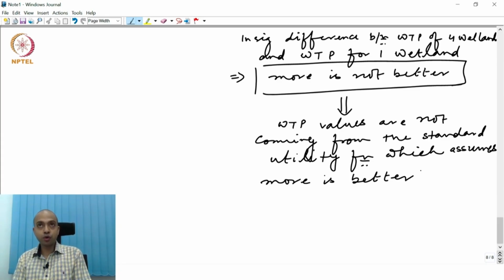So these are all the problems of the open-ended referendum contingent valuation method, right? There are some other issues related to the contingent valuation method, and to overcome these problems, later on, environmental economists started using choice experiment. So we will discuss choice experiment in our next class.